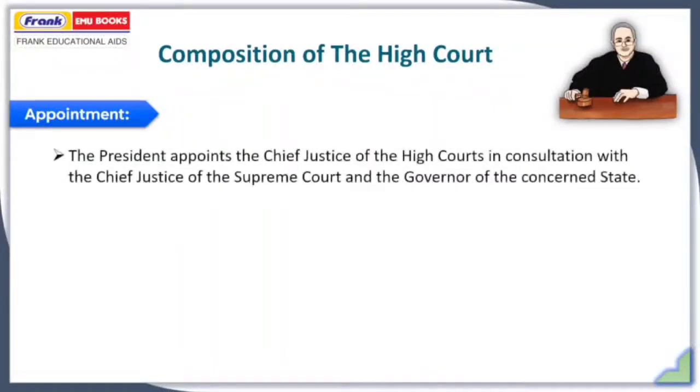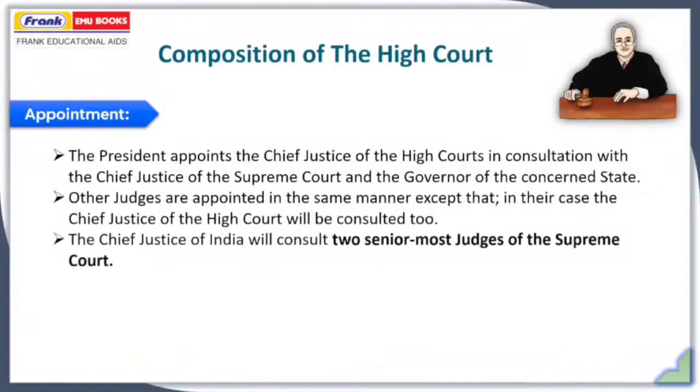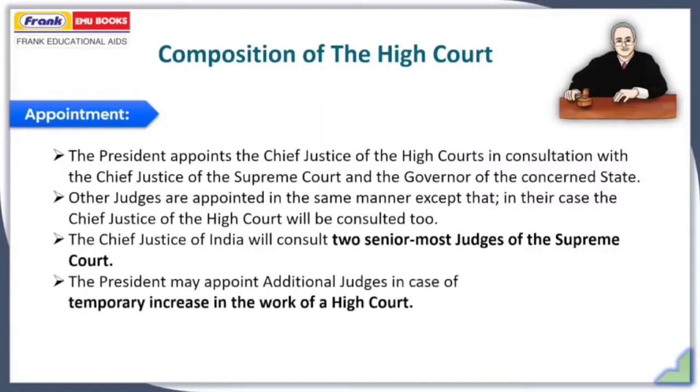Appointment. The President of India appoints the Chief Justice of the High Courts in consultation with the Chief Justice of the Supreme Court and the Governor of the concerned state. Other judges are appointed in the same manner, except that in their case, the Chief Justice of the High Court will be consulted too. The Chief Justice of India will consult two senior-most judges of the Supreme Court. The President may appoint additional judges in the case of a temporary increase in the work of a High Court.